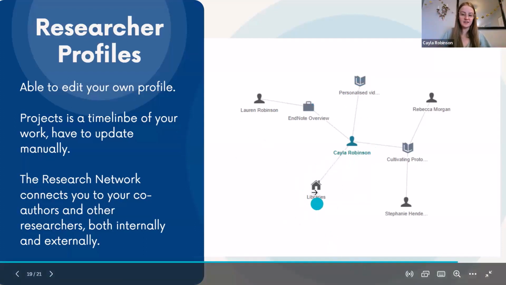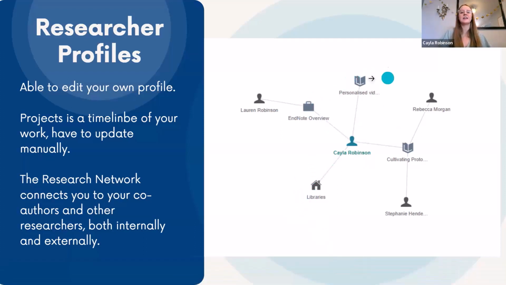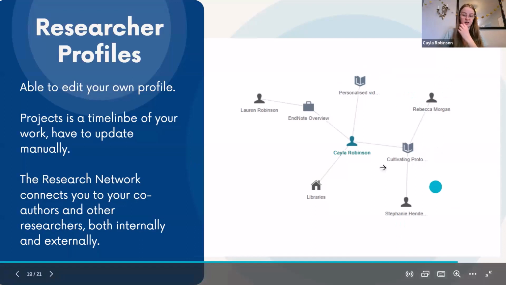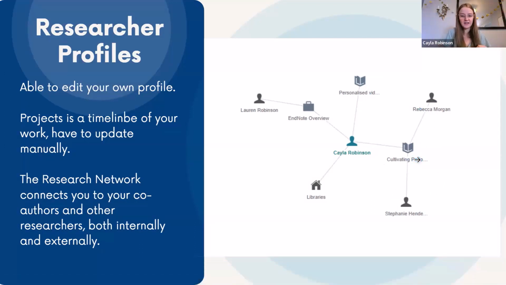But you can see that here's my home, it's libraries, and then here's a presentation I did, here's a couple articles that we've all worked on, and then here are my co-authors. So it's a really cool way to see the connections between you and other researchers and help you find people to work with. Naturally, my network is pretty small because I haven't gotten the chance to publish too much, but it's a really cool tool.